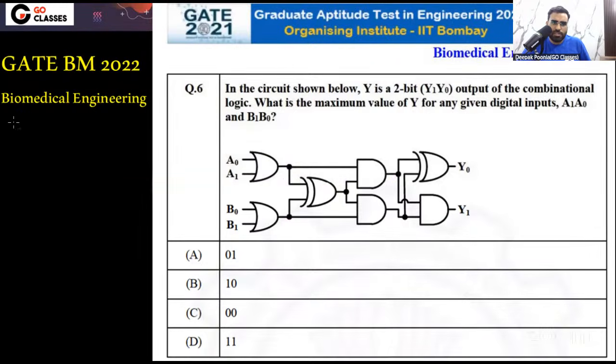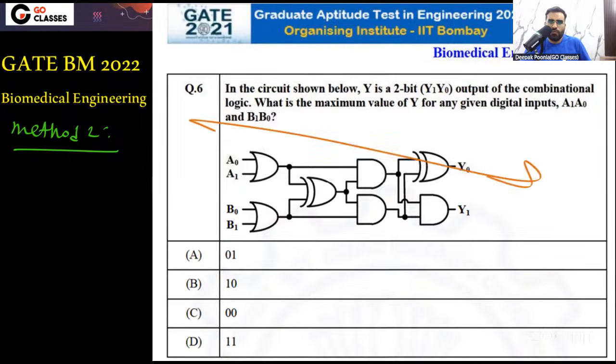The method number 2 is the forward direction. We can go in the forward direction. We can write the expression for Y0, we can write the expression for Y1, and then we can solve. Of course, I don't recommend this method, because if I go in the forward direction, here we have XOR gate, here we have XOR gate, here we have OR gate, here we have AND gate. If I write the expression for Y0 and Y1, that will be a complicated expression. Yes or no? A big expression will be there.